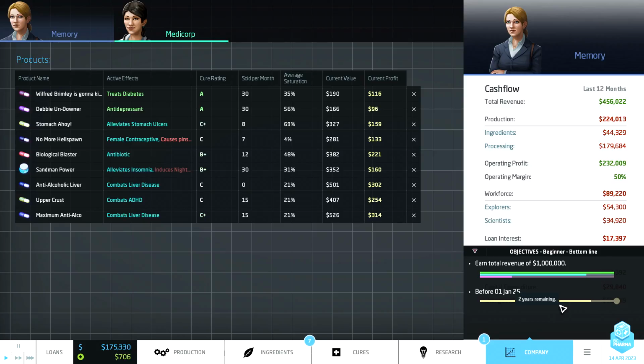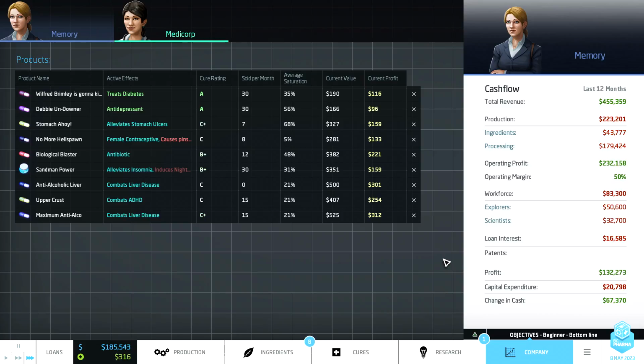Still got 2 years remaining because I've been pausing the game so much. Still the 15th of April in 2023. But we're at 2.3 million earned, so I guess I could fast forward a bit, shouldn't I? At this point, because I think we're pretty good right now. Yeah, so I'd say everything's looking all right.